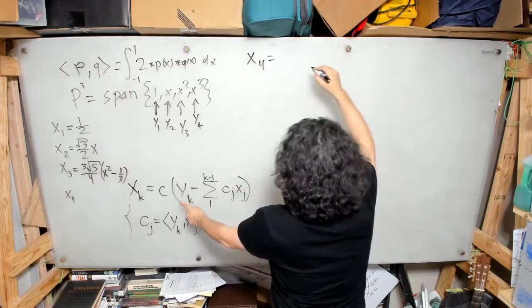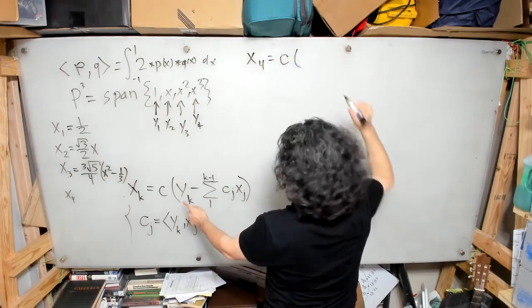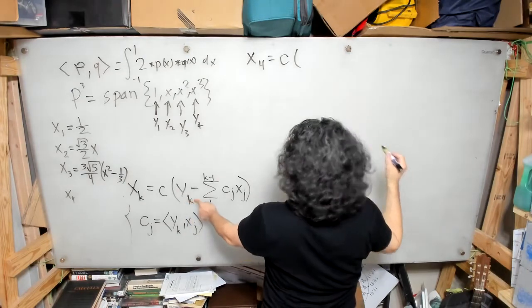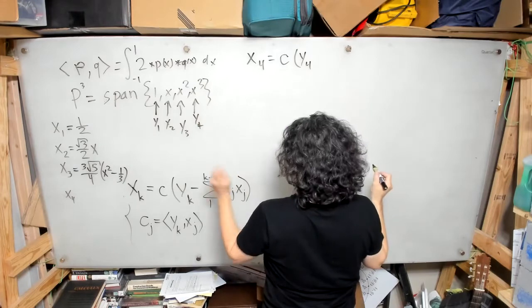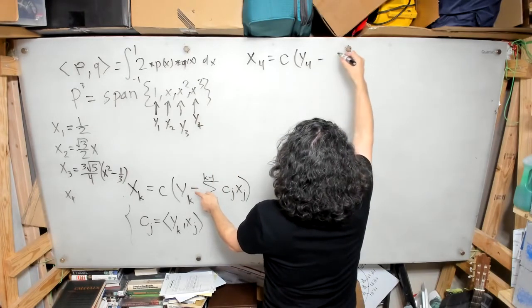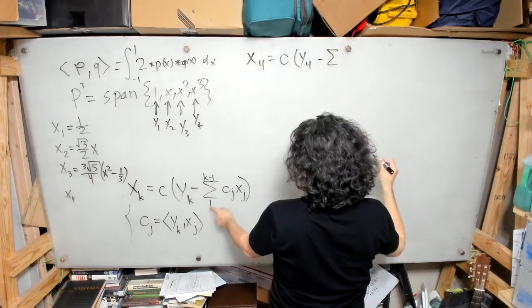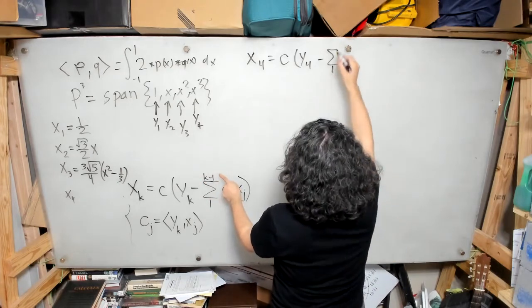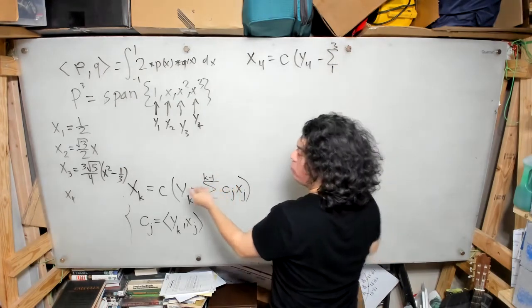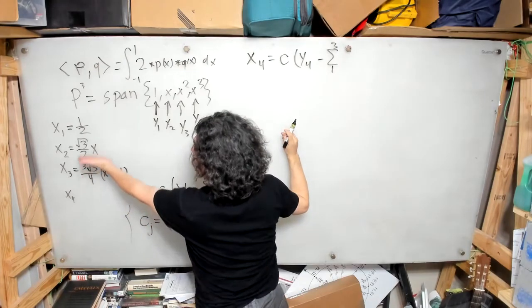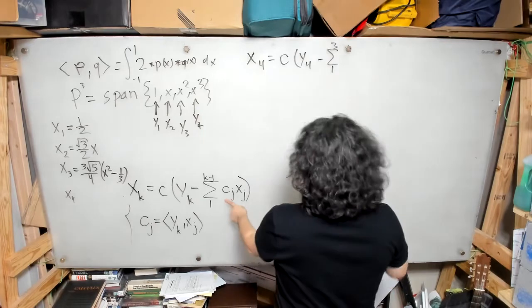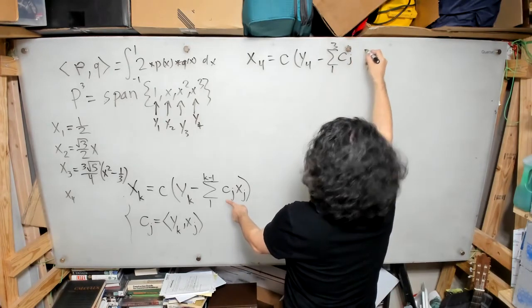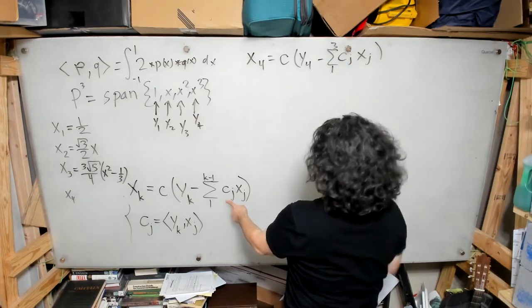it's going to be a constant, the normalization constant that we're going to do at the end, times my y4. I'm going to incorporate our final basis vector, minus the sum from 1 to 3, since 4 minus 1 is 3, because remember, we only have to remove the projection from these 3 vectors, the cj xj's, like this.